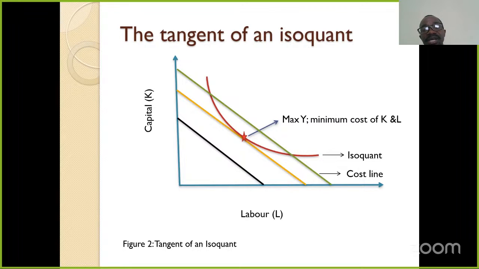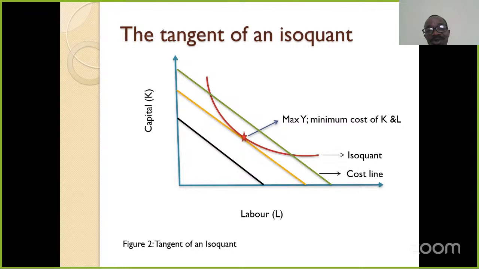So this is the illustration of the same. As you can see, we have 3 cost lines, the green one, the yellow one, and the black one. The black one is close to the origin. That means that one represents the lowest total cost. But then our isoquant is tangent to the yellow isocost.